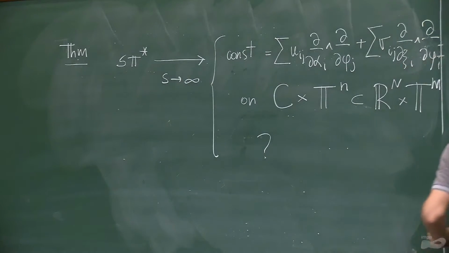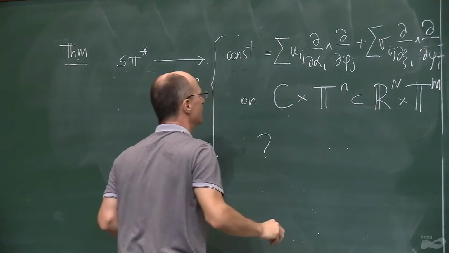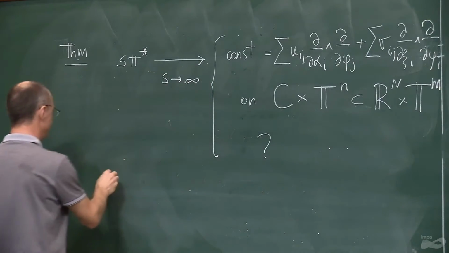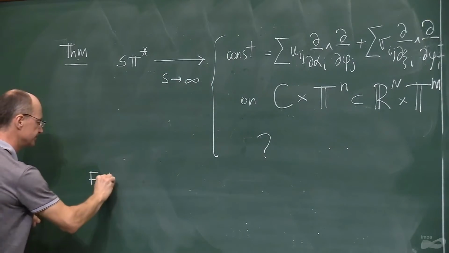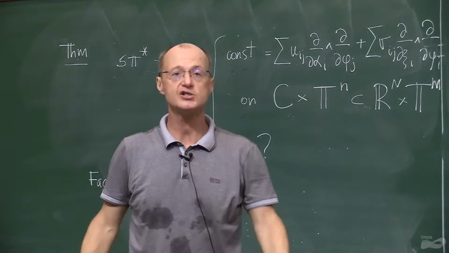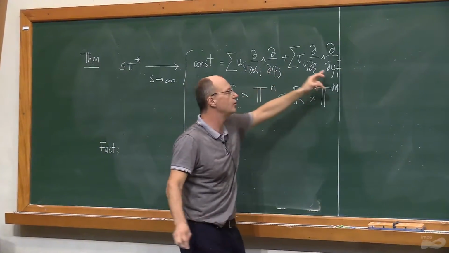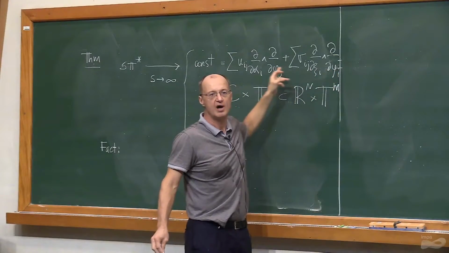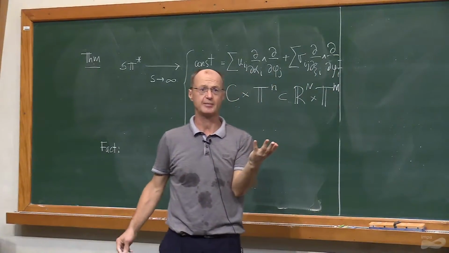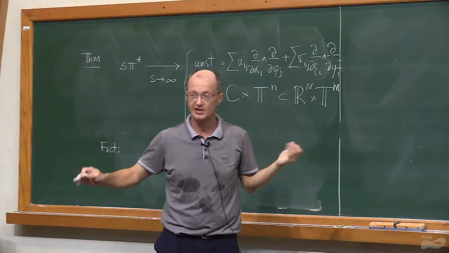So if I add one more thing, a fact: right here we have a constant Poisson bracket. This constant Poisson bracket pairs capital N action variables with small n angle variables. So a priori, it's degenerate because capital N is bigger than small n. So it has symplectic leaves, right?